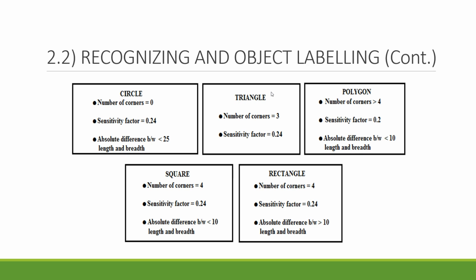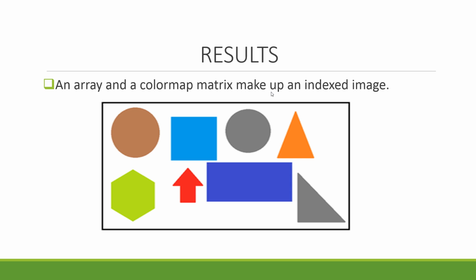The following slide gives a brief view about the object properties. The objects considered here are circle, triangle, polygon, square, and rectangle. The following slide gives an array and a color map matrix of the input image.